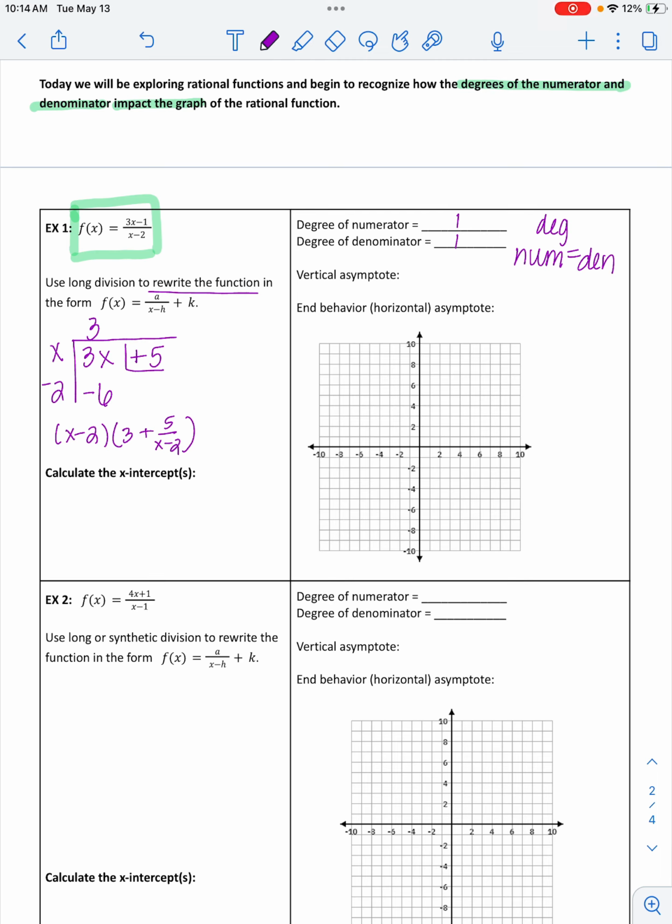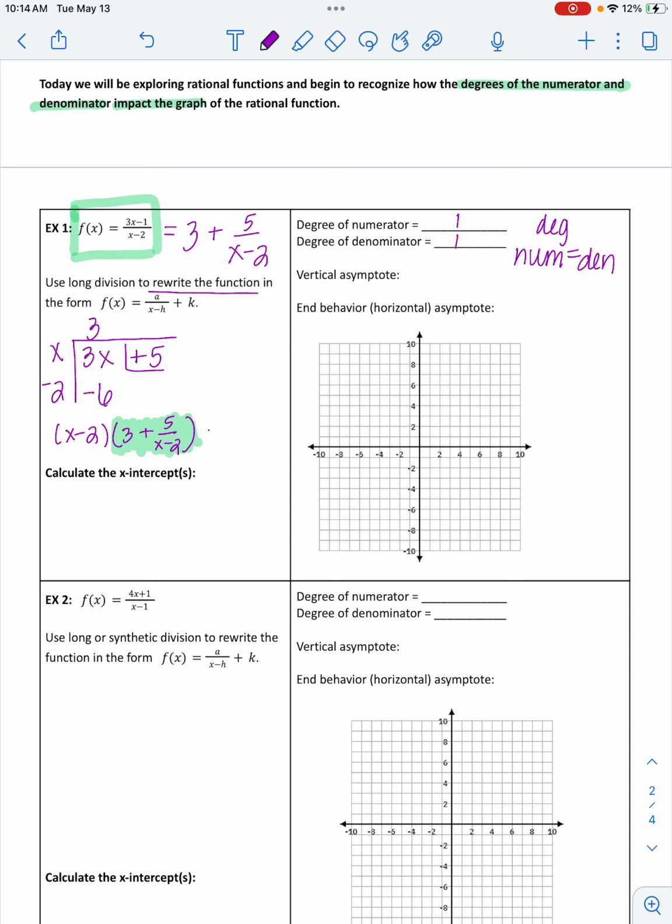And so when I say this, the reason I want to talk about when I divide this, what I just came up with as my solution is going to be the same exact equation. Okay, so 3 plus 5 divided by x minus 2 is actually the same exact thing as what we wrote up there. So 3 plus 5 over x minus 2.